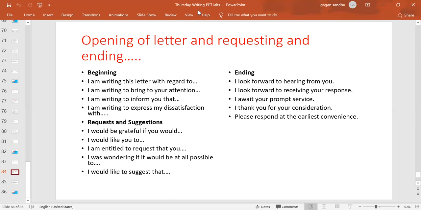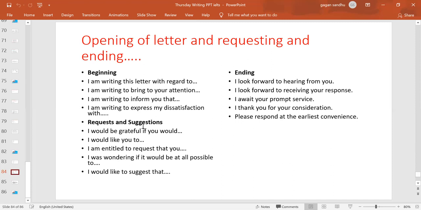I would be grateful if you would. I would like you to, I'm entitled to request that. I'm wondering if it would be at all possible to. I would like to suggest that. I look forward to hearing from you. This will go with every letter if you don't know any other sentence for the ending. I look forward to receiving your response. I await your prompt service. I thank you for your consideration. Please respond at your earliest convenience. So these are a few examples of how you can begin writing the introductory paragraph with these phrases.